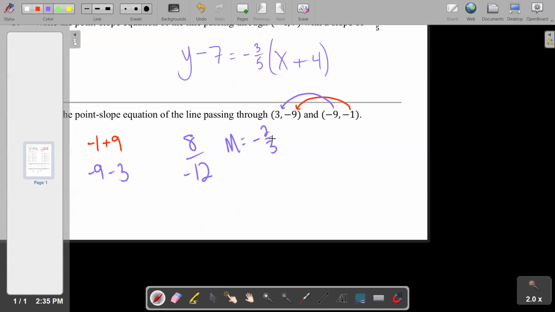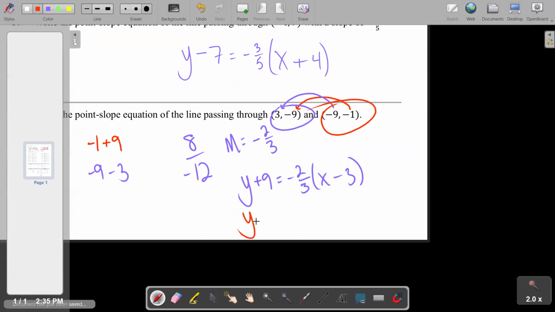Okay. So once you conquer that, slay that dragon, then you say, okay, I'm going in. And if you chose the first point, then your equation would say y + 9 equals -2/3 times x - 3. And if you chose the second point, the red one, then you would do y + 1 equals -2/3 times x + 9.